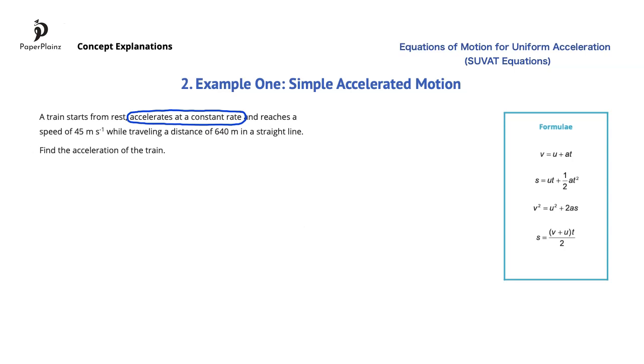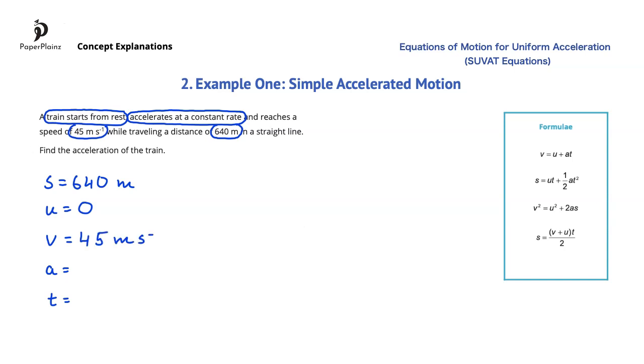Let's list the 5 variables: S, U, V, A, and T. The train travels a distance of 640 meters, so S is equal to 640. The train starts from rest, which means that the initial speed, U, is equal to 0. The train reaches a speed of 45 meters per second, so V is equal to 45 meters per second. We are asked to find the acceleration, and we do not have any information about the time.